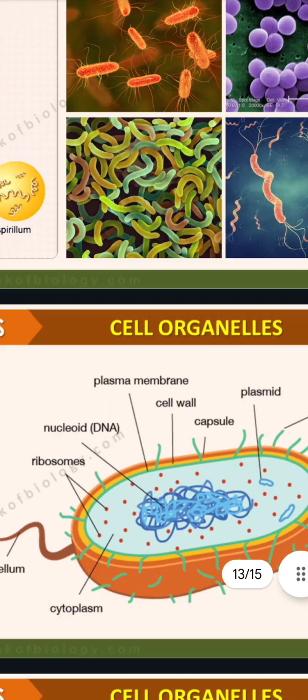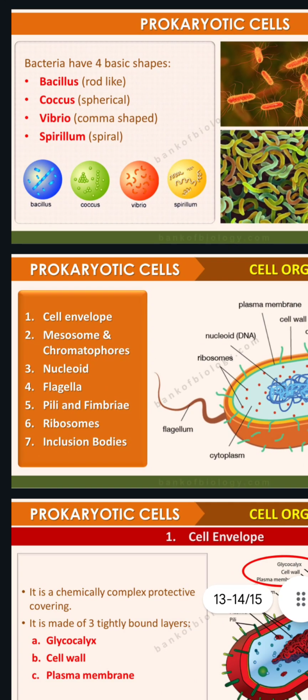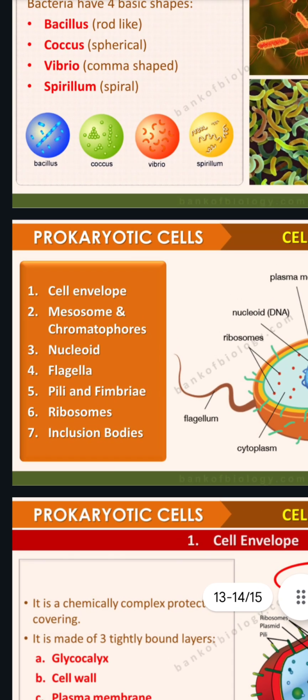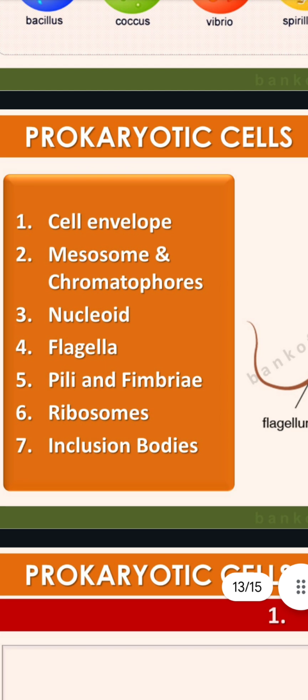Now the next topic is the cell organelles that are present in prokaryotic bacteria. Even though it is small, it has these many things. Wow, it's nice, right? First they have a cell envelope, mesosomes and chromatophores, nucleoid, flagella, pili and fimbriae, ribosomes, inclusion bodies. This many new terms. Now let's read one by one.